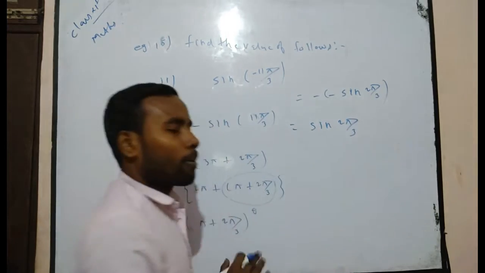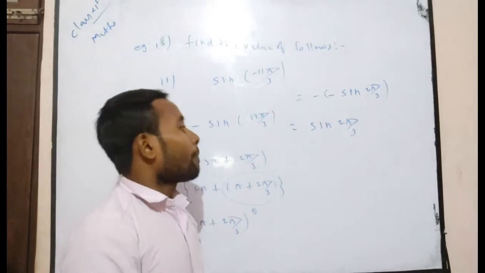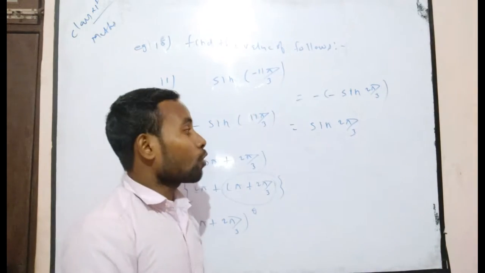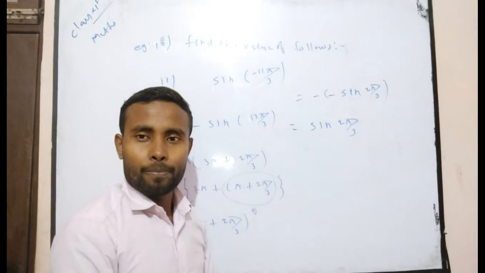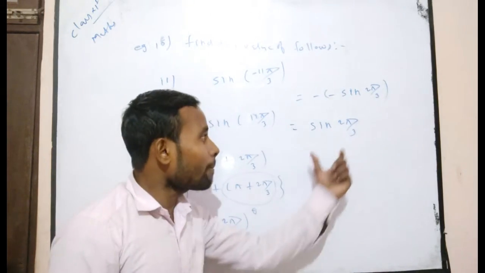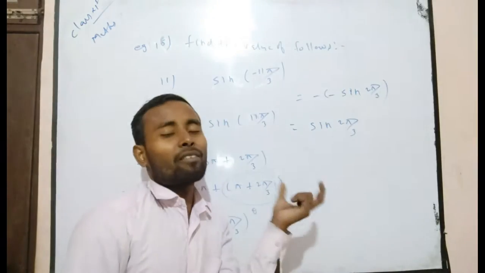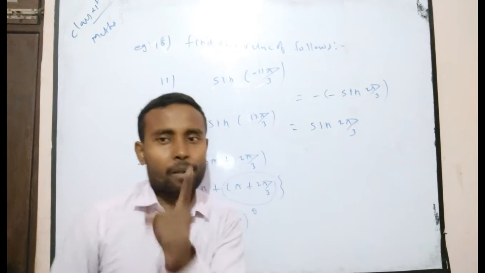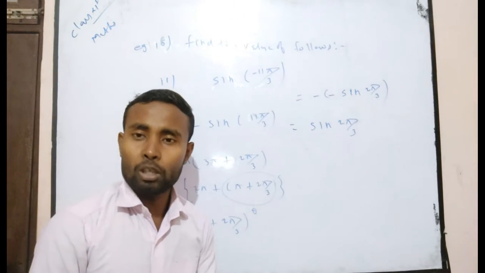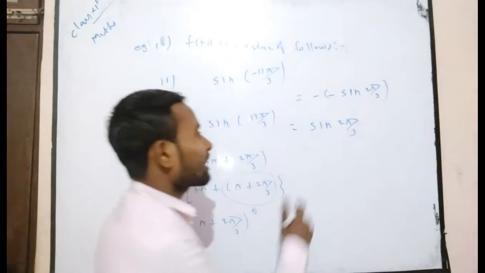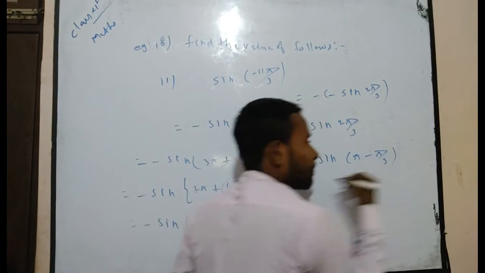But there is again a problem. What is your problem? You don't know the value of sin(2π/3), because 2π/3 is 120 degrees and you don't remember the value for this angle. Then you have to again convert it into an angle which lies between 0 and 90 degrees, that means from 0 to π/2. In that case, can you write this angle as π - π/3?